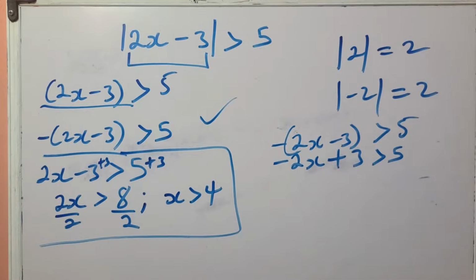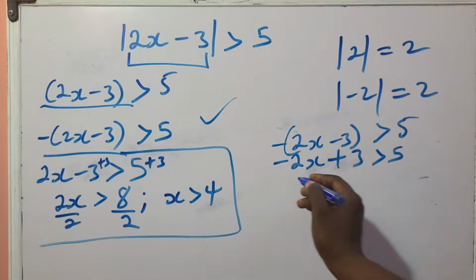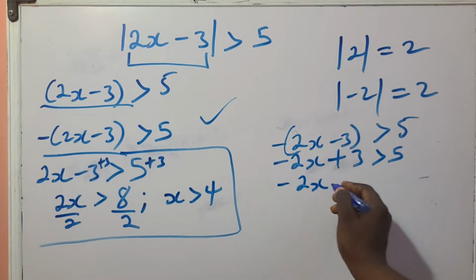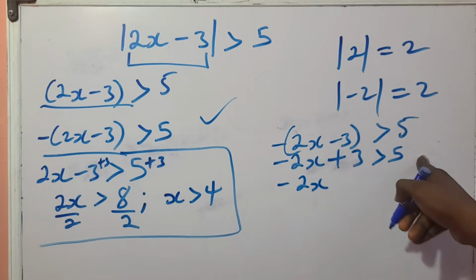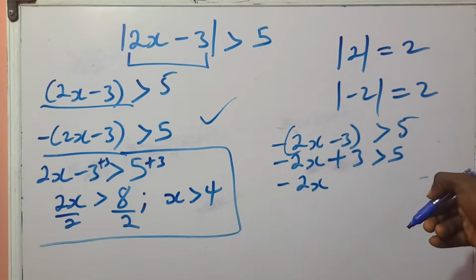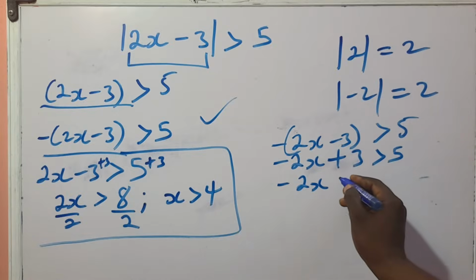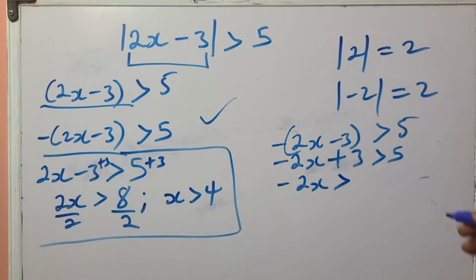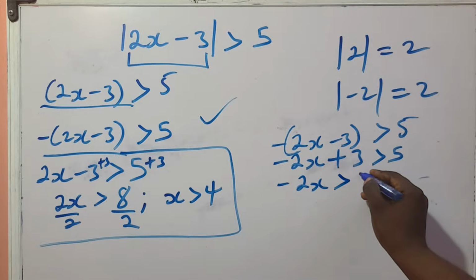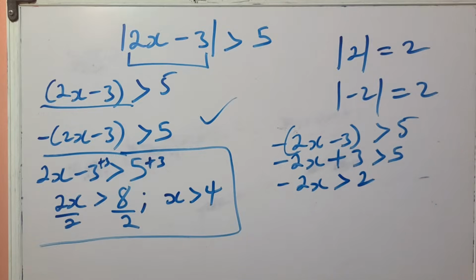So looking at this, you want to also solve this the same way. Minus 2x, you can decide to subtract 3 from both sides, or you can decide to move 3 to the other side. Whichever one will work fine. So this will give me greater than 5 minus 3. That will be 2. All right.